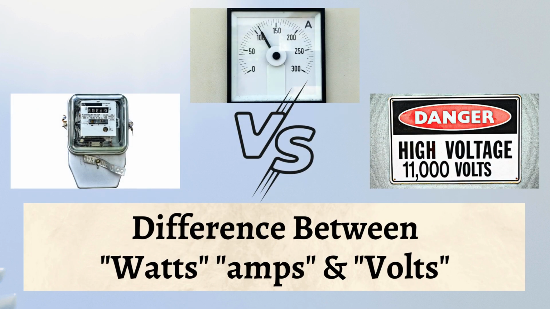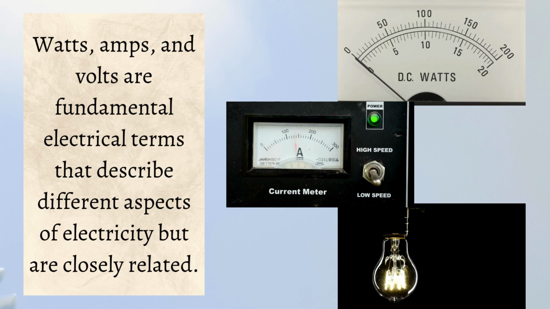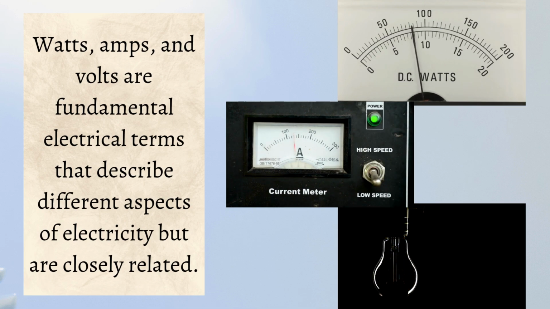Difference between watts, amps, and volts. Watts, amps, and volts are fundamental electrical terms that describe different aspects of electricity but are closely related.